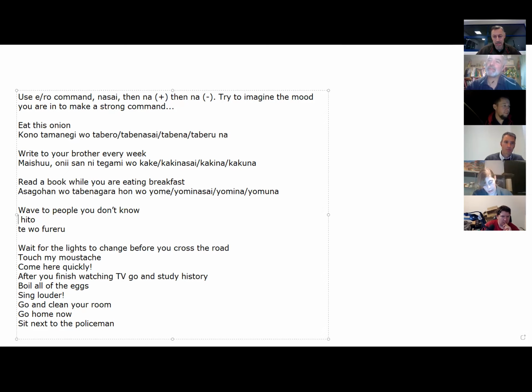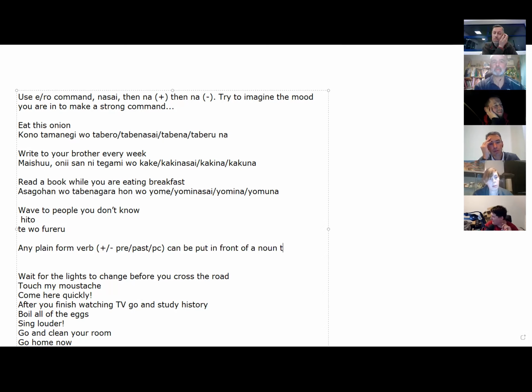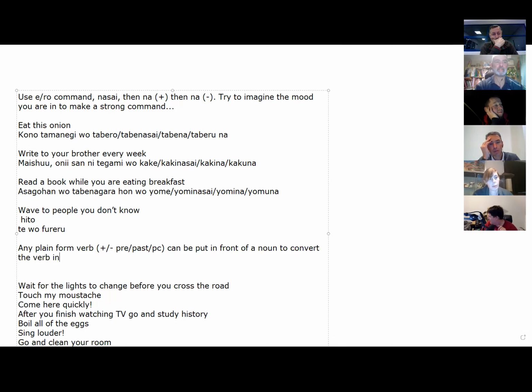How do you specify that you don't know them? How do you make that an adjective? I don't know. I'm looking at the verb table and I haven't got it. It's probably not a rule that we've covered formally in the lessons yet, but basically, let me just write this all down now. Any plain form verb in affirmative, negative, present, and past, and present continuous can be put in front of a noun to convert the verb into an adjective.